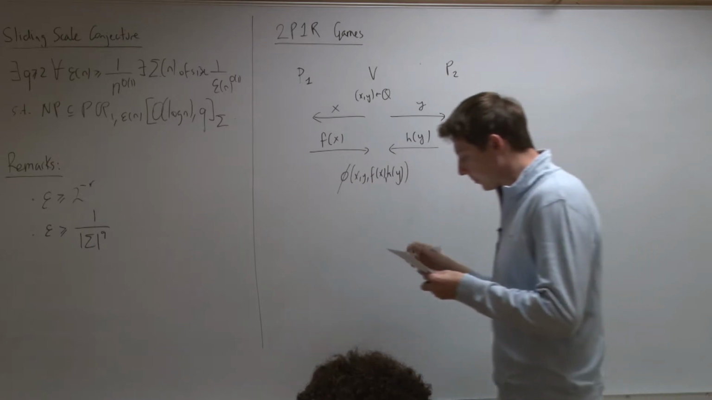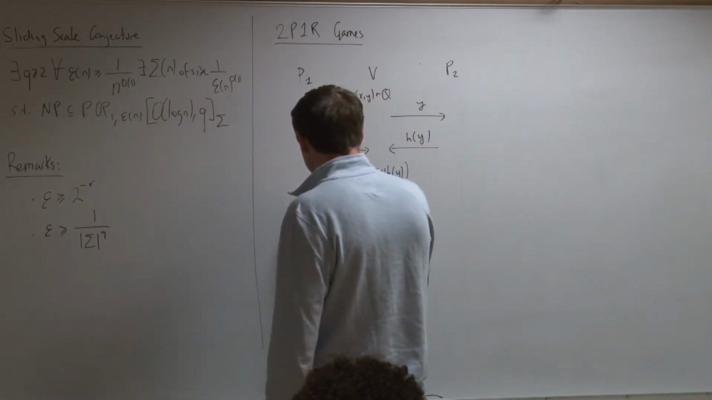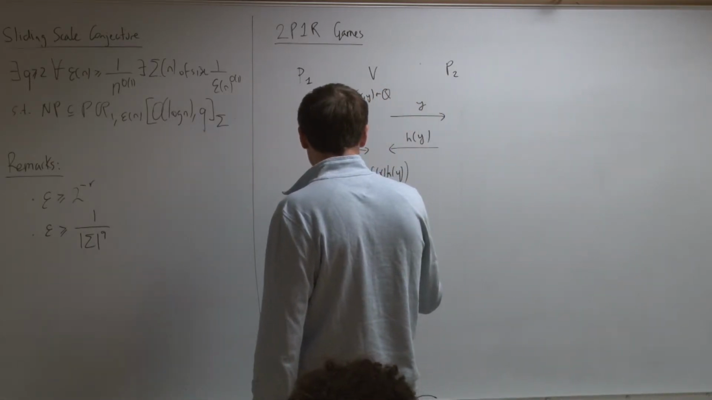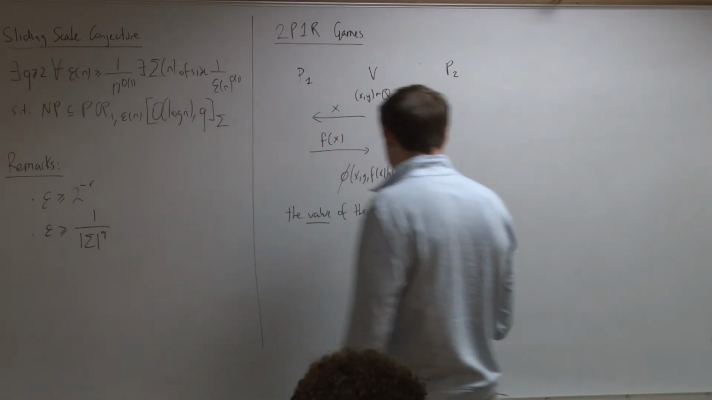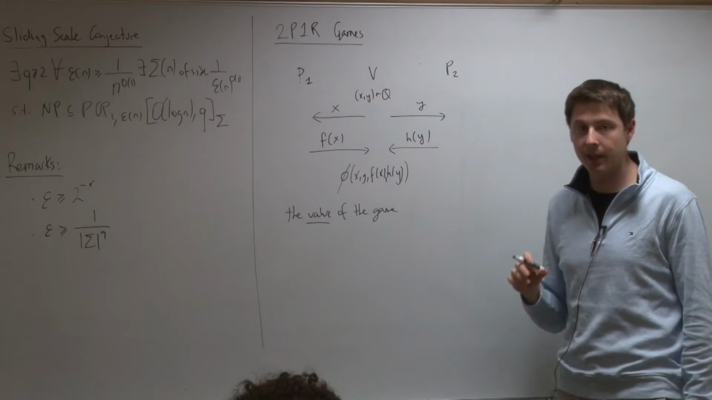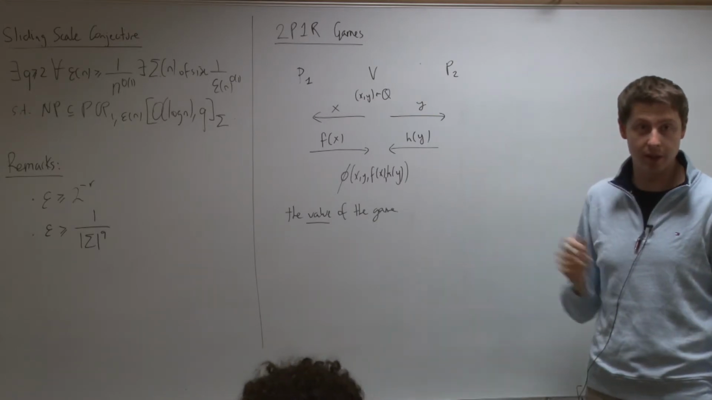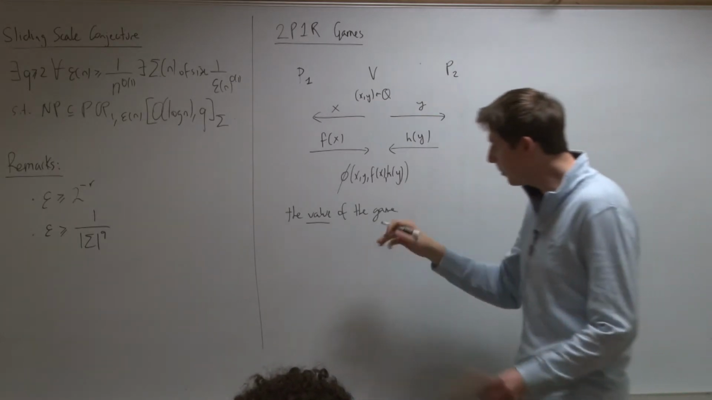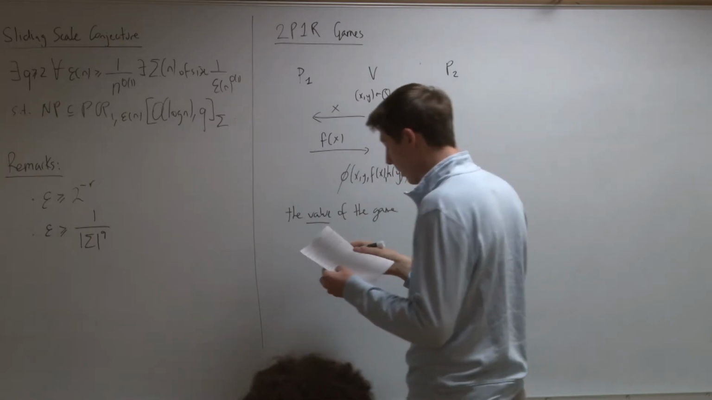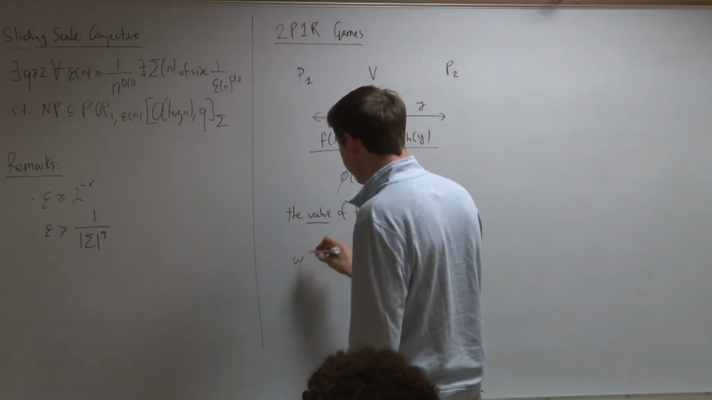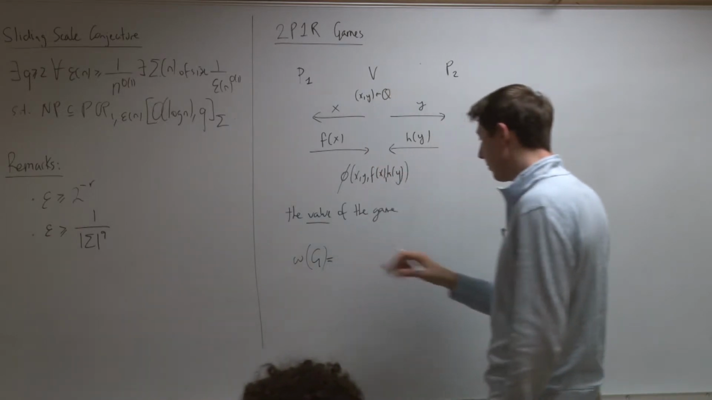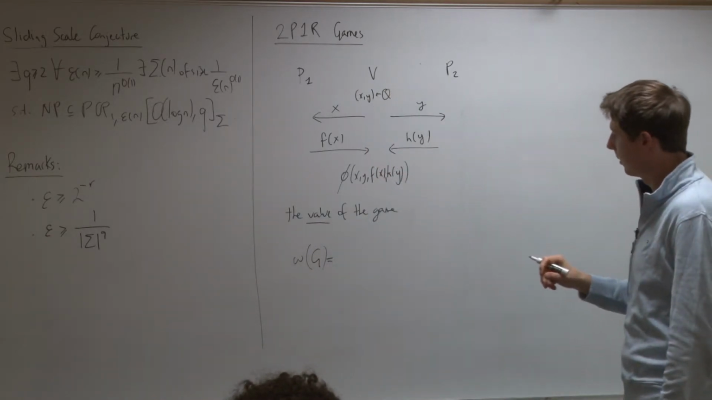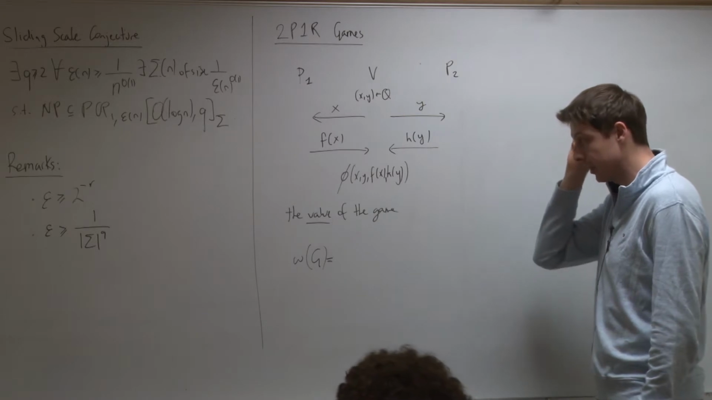The value of the game is the maximum probability with which any two players can win this game. Okay? So can anybody suggest an expression for how to write it? The value of the game is usually called omega of G. How can I write the value of the game using a mathematical expression?